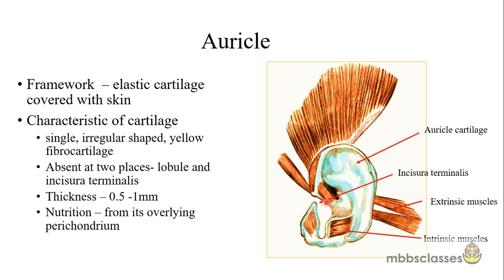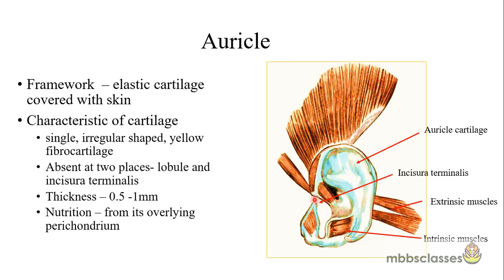The first is the site of incisura terminalis, which I have already described in the first slide. The second area where the cartilage is dehiscent is in the lower part, the soft tissue part, that is called the lobule. So just remember that in two areas of the human pinna, the cartilage is dehiscent. The first is at the lobule and the second is at the incisura terminalis. The average thickness of the cartilage is around 0.5 to 1 mm.